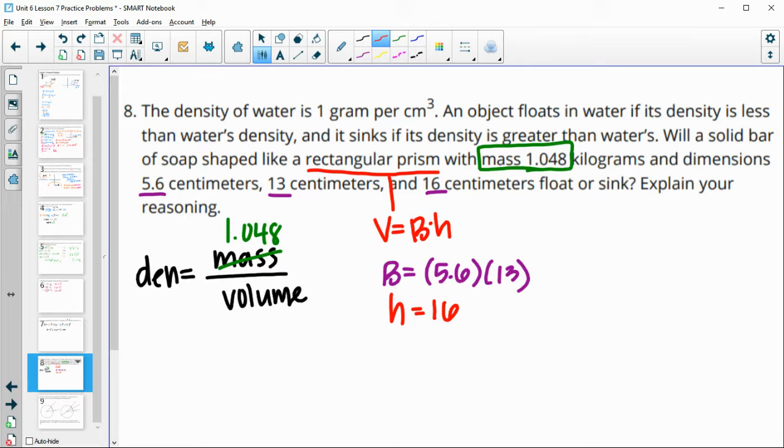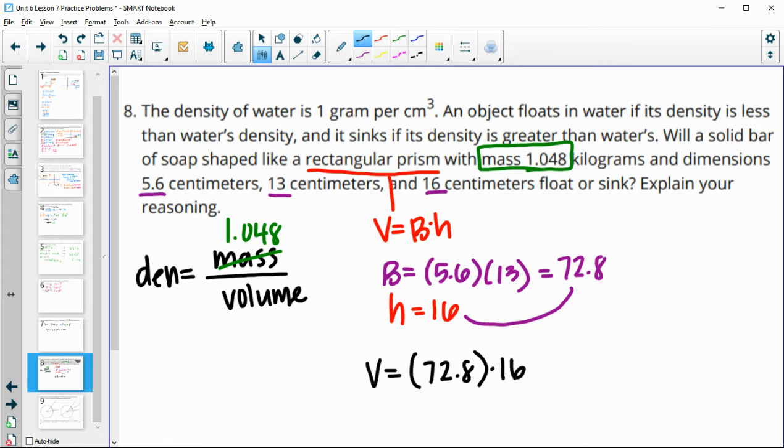So 5.6 times 13 gives us that base area of 72.8. And then we'll multiply these together to get the volume. The volume equals area of the base times the height, which is 1,164.8 centimeters cubed. So this is your volume, and this will go in here.